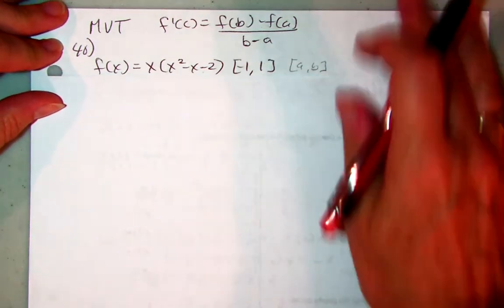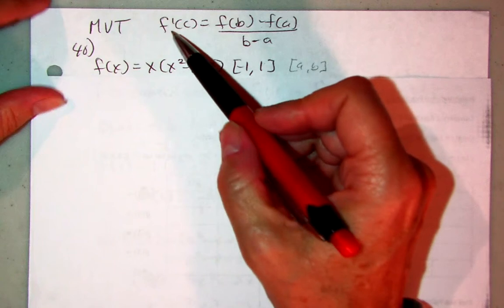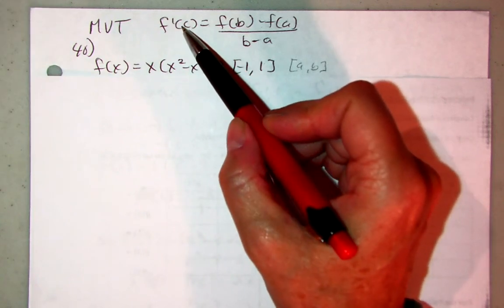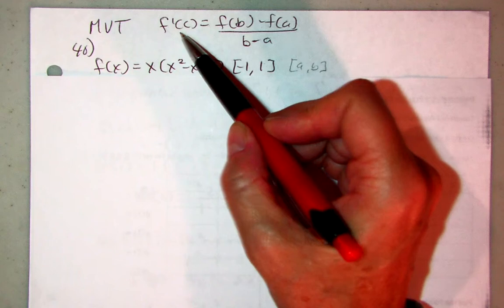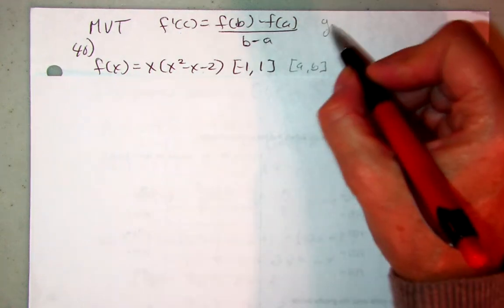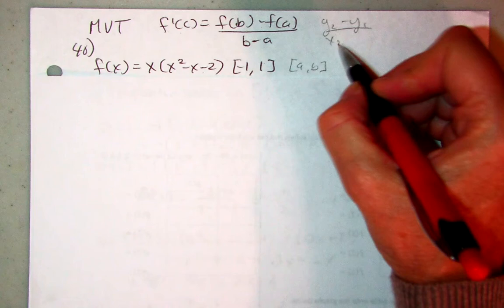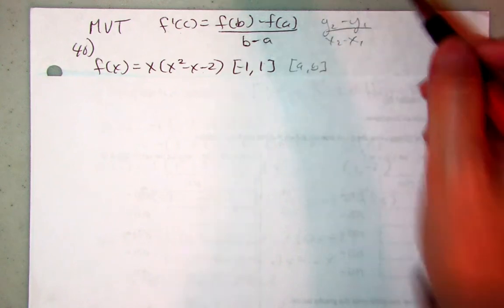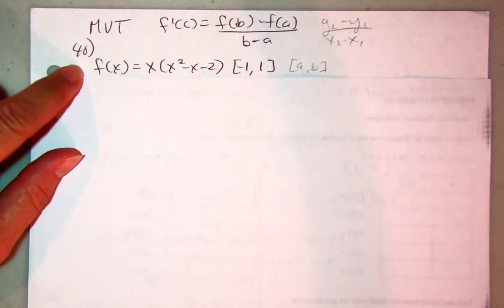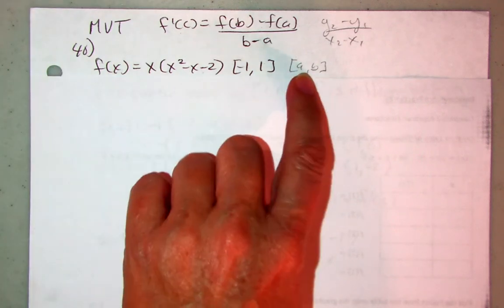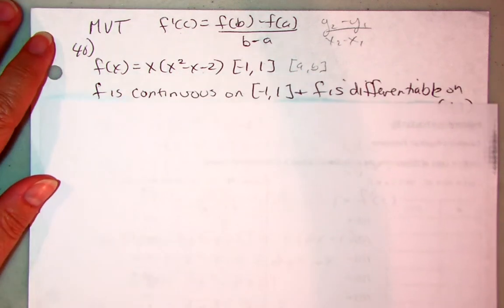So by the mean value theorem, the derivative at C is equal to the slope of the tangent line, which equals the slope from A to B. Remember, that's just y2 minus y1 over x2 minus x1. That's just the slope between A and B. So I'm going to take my function on the closed interval from -1 to 1. Just to remind myself, I'm going to call those A and B.